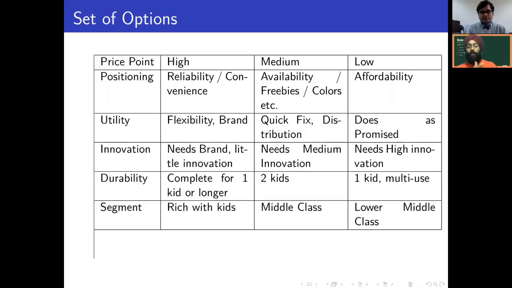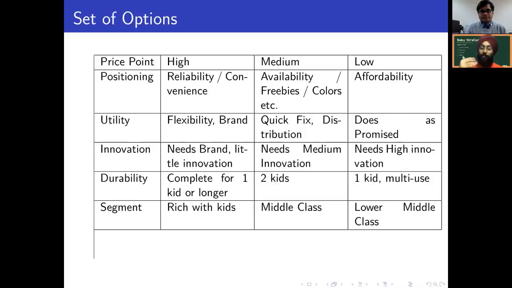The second thing that comes is utility. Now, this will of course closely depend on your price. So for example, if you're looking at a highly priced product, then your utility has to be, one, definitely of brand. Second, flexibility. You need to be very giving to the customer. In case of a medium priced product, your utility is, it's a quick fix. Yes, it'll get sorted easily. The distribution channel is amazing. For every B2C product, business to consumer product, you need to make sure your distribution is on point. Finally, for a low price, affordable product, your product only has to do as promised.